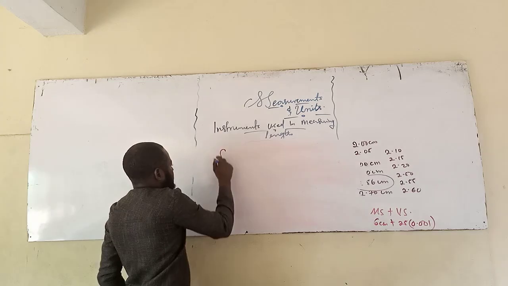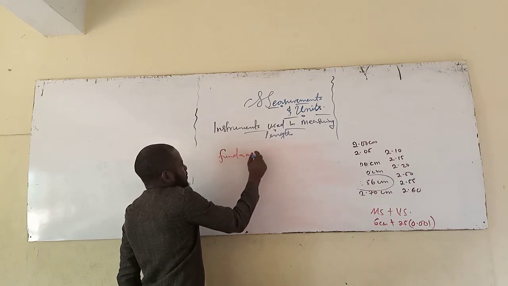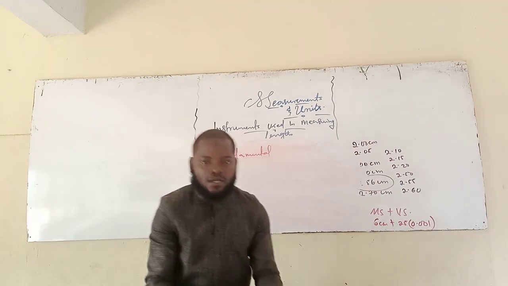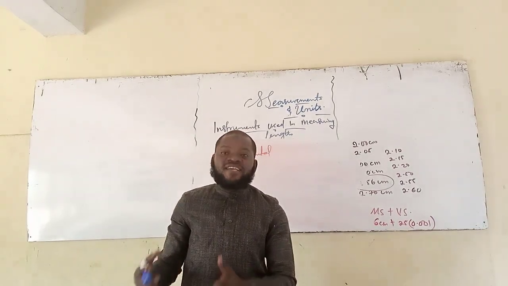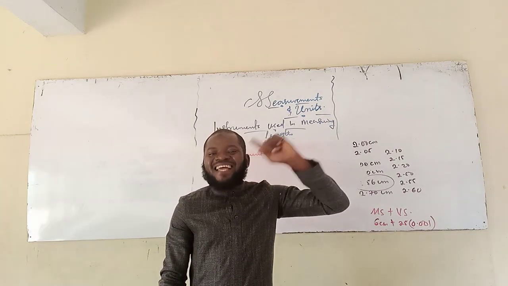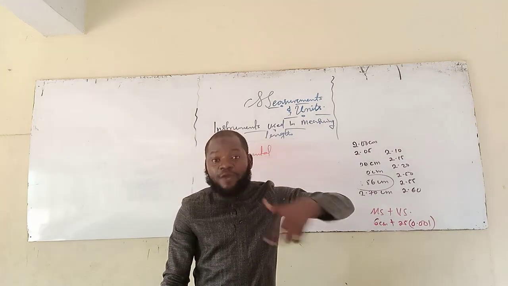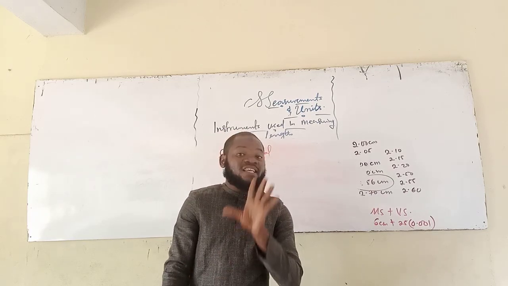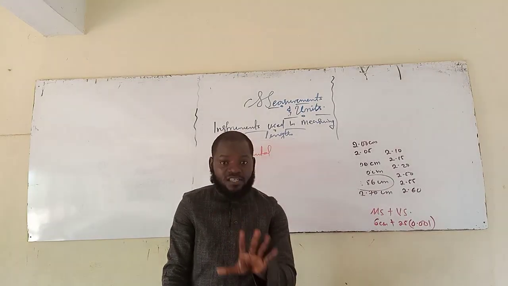Fundamental and derived quantity. So I said earlier that fundamental quantities are the basic quantities, the quantities that form the basis of measurement. They are referred to as the international standard accepted quantities. They are 7 in number. We listed them when we wanted to start the video, and we are going to list them again.